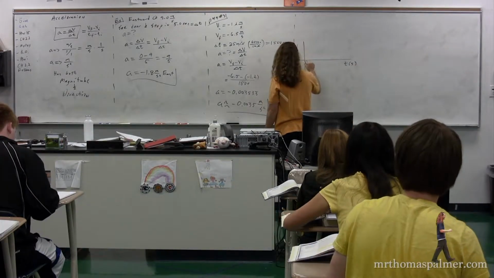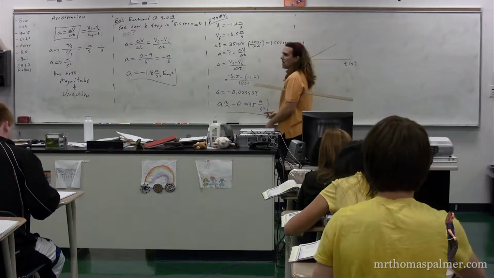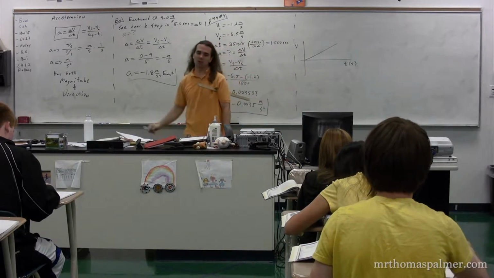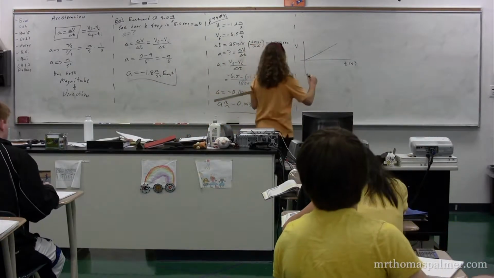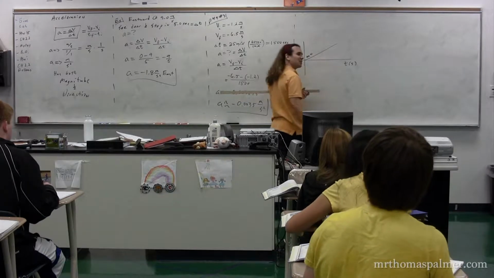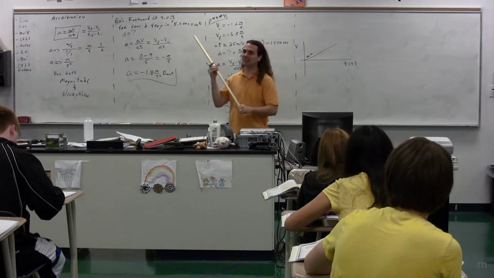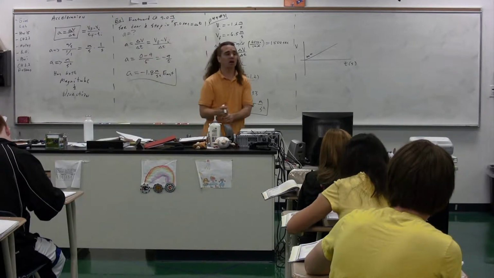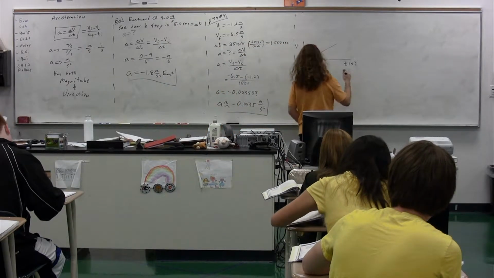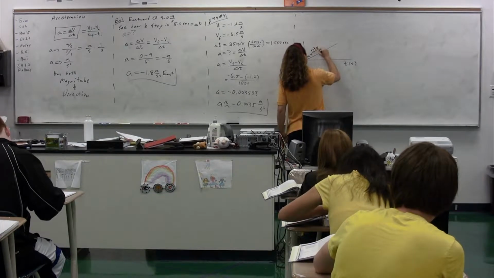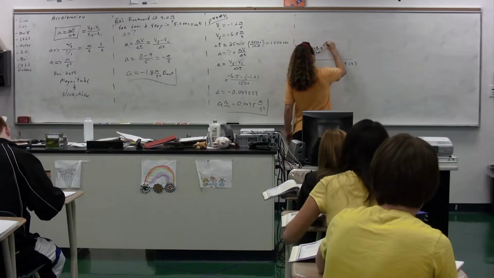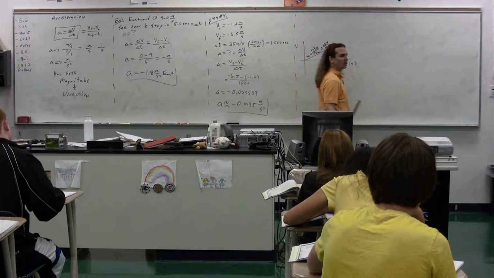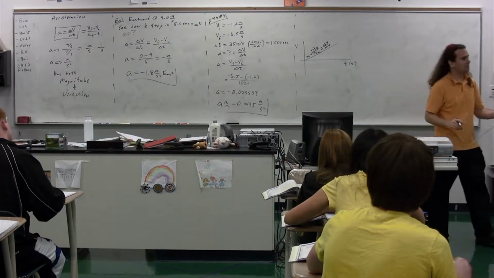Velocity versus time graph. So let's just say we have a line on there. Class, the symbol for slope is? M. The equation for slope is, class? Rise over run, delta y over delta x, the change in the y position over the change in x position.